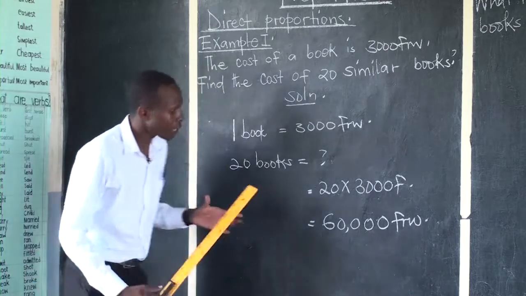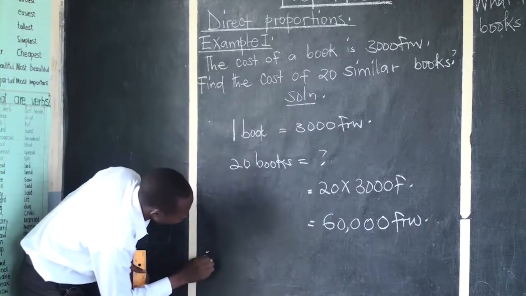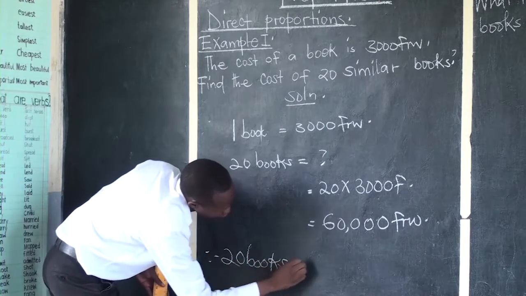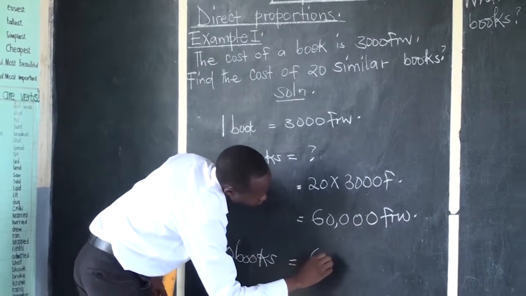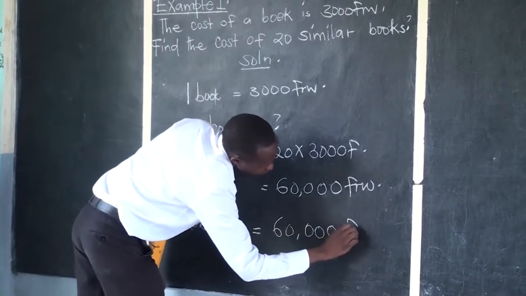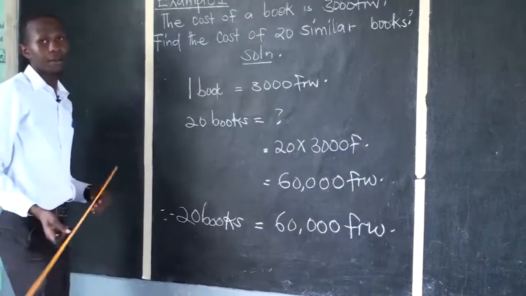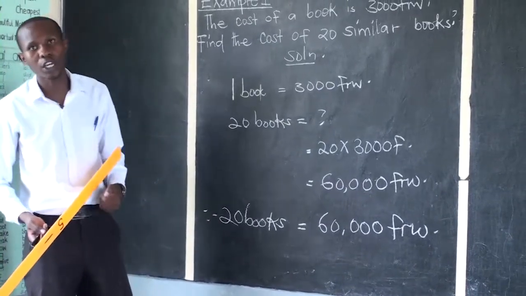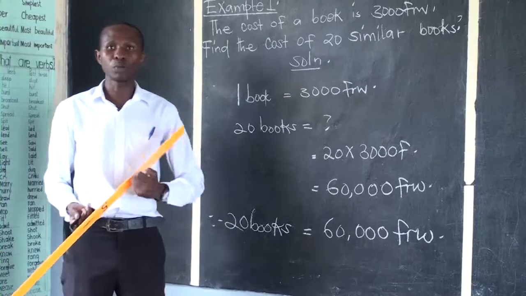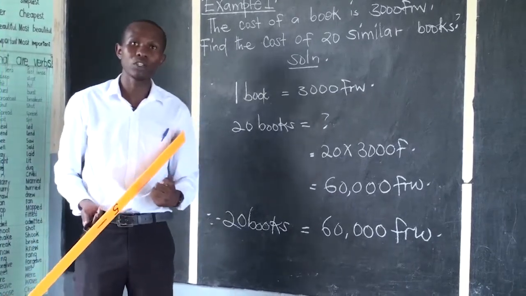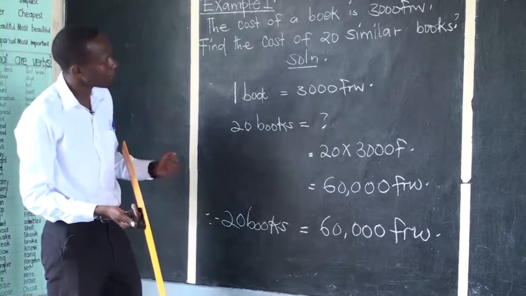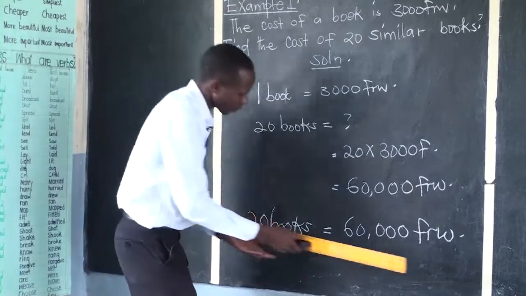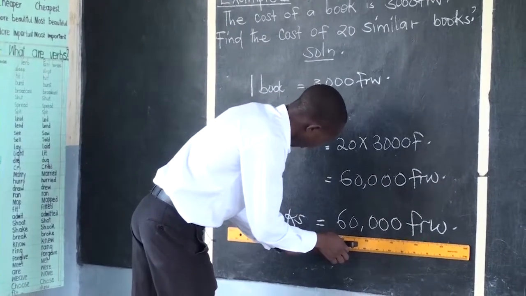So I'll come and have my last statement by saying, therefore, 20 books equals 60,000 francs. Then after getting my answer, I will get the ruler and underline my answer using a ruler. Why should we use the ruler? To make sure that your work is neat. Because once your work is neat, it also gives the person who is marking your book some ease. So I'll come and underline my work using a ruler.